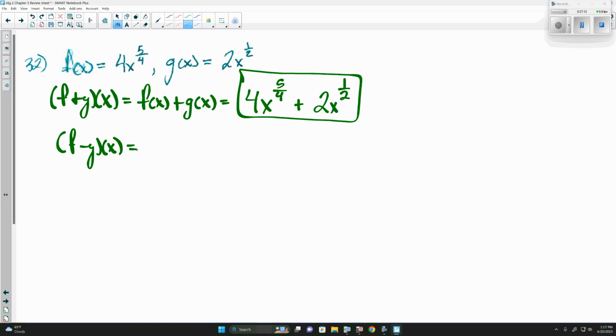Now we can do f minus g of x, which is the same as f of x minus g of x. Well, f of x in our case is 4x to the 5/4 minus 2x to the 1/2. And since these are like terms, we can subtract them, yes? They're still not, no. It's the same thing as the one above, just subtracted instead of being added together. So that's as far as we can take it.